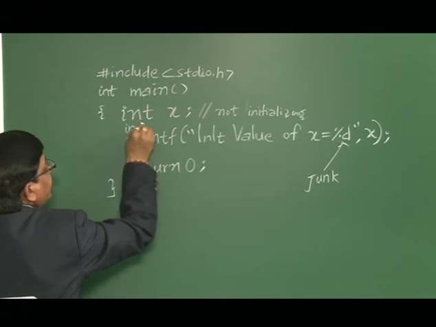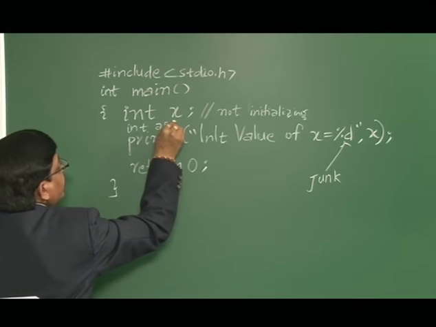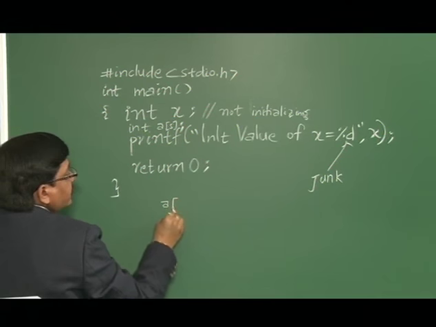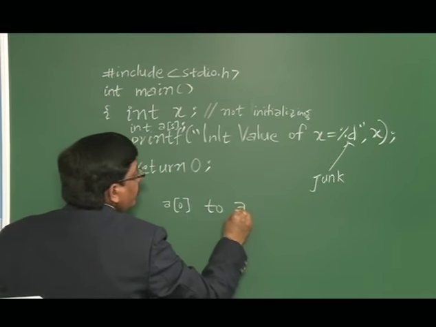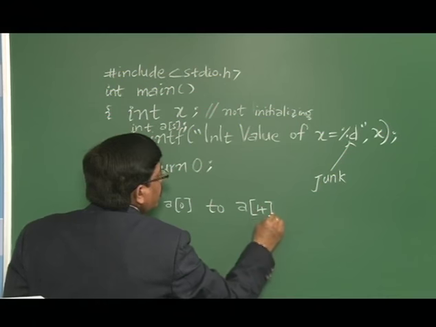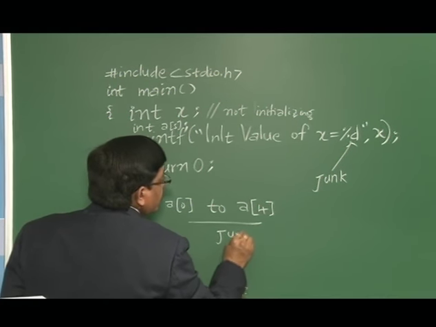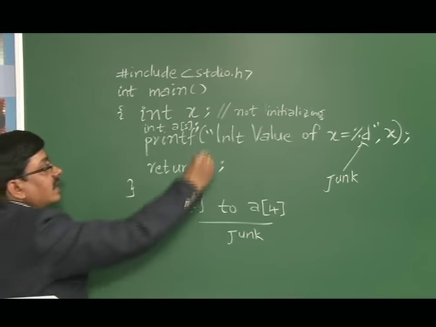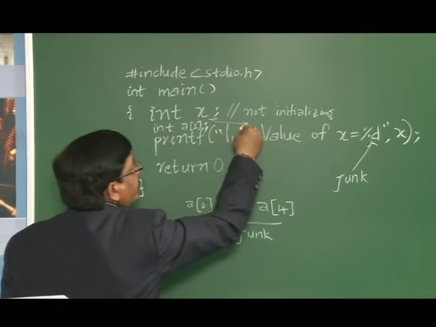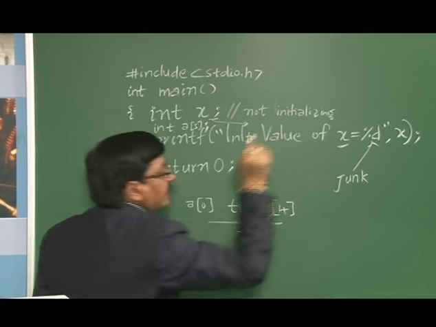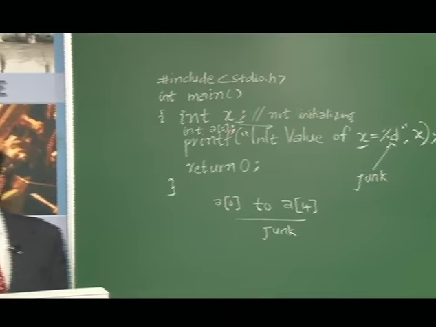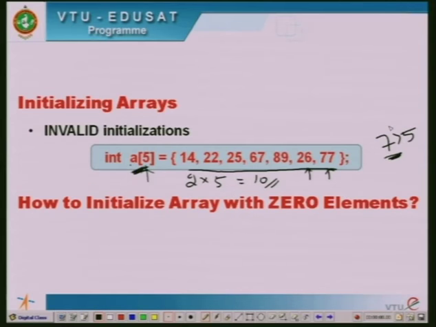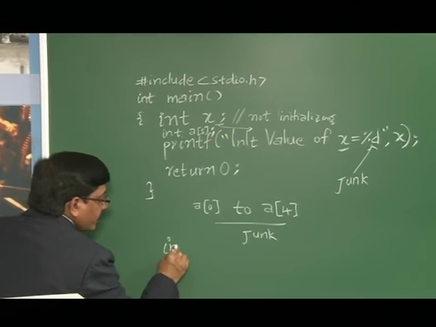It is not exceptional even for arrays. Even if I declare int a of 5, the elements a of 0 to a of 4 will all hold junk values, because they are not initialized or explicitly assigned any value. Without assigning any value, if I try to print the value of x, I will get the junk value. Fine. So now the question is how to initialize an array with 0 elements. If I want to initialize all the elements of an array with 0, then my statement would be like this.